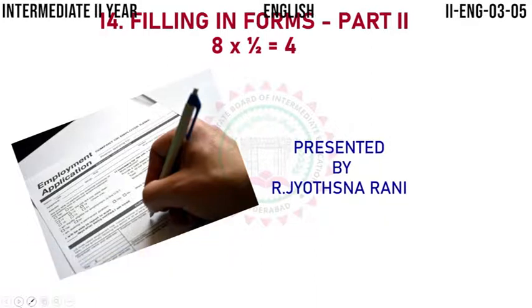But those students who are unable to attend college, I think this presentation can help you in filling in forms, which is question number 14 of your annual examination paper in second year. This is for 4 marks. We have seen some of the forms in part 1. Let us deal some more forms in part 2.